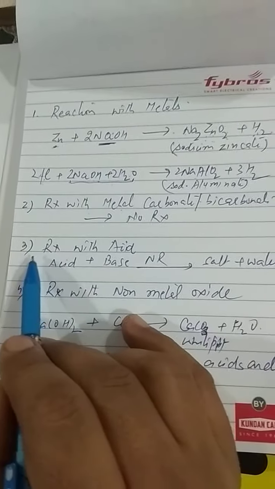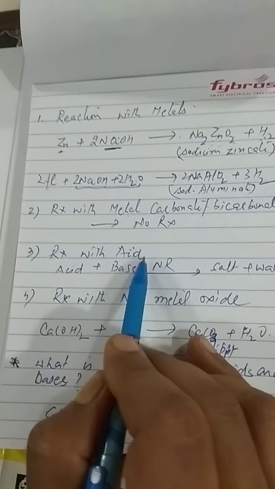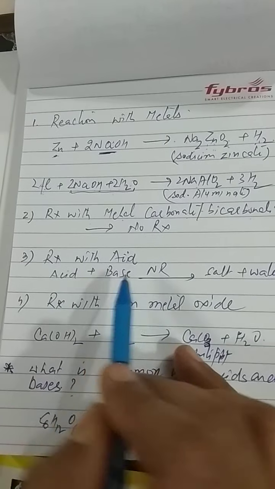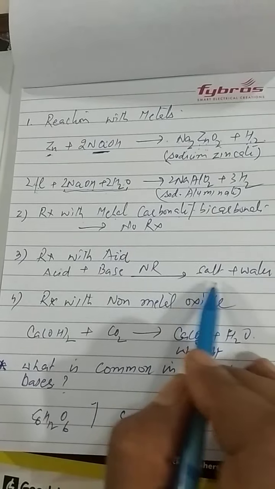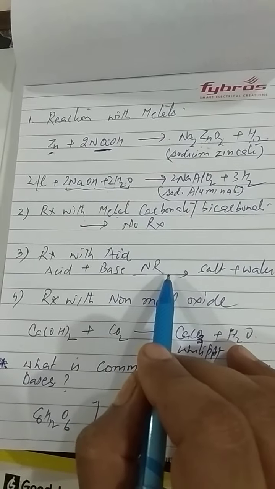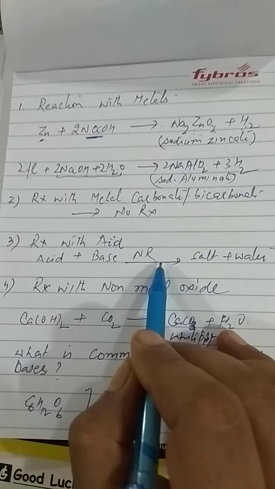The next reaction is with acid. How does base react with acid? It is the same as acid reacting with base. Whenever an acid reacts with base, it forms salt and water. It's a neutralization reaction, so it is common between acid and base. We have already discussed it in the chemical properties of acids.